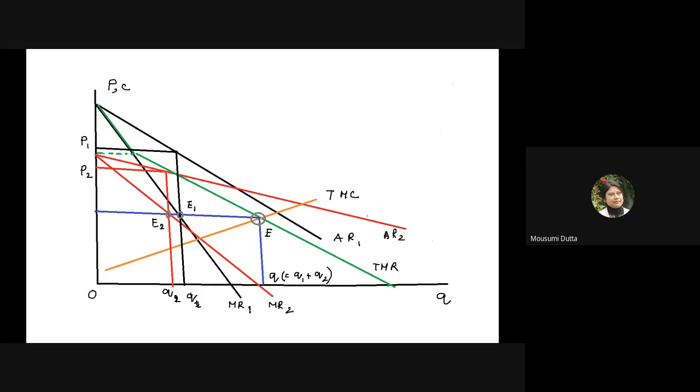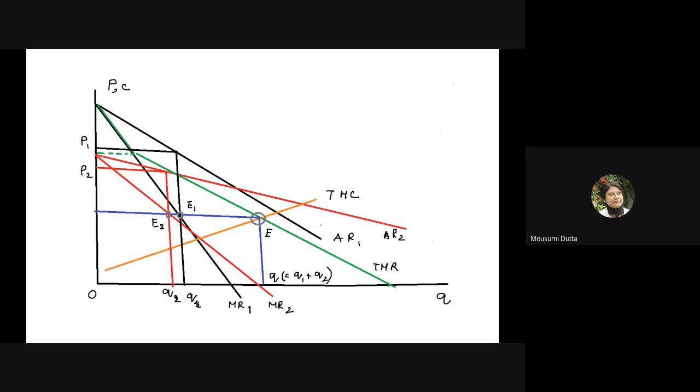Okay, so there are two demand curves with two different elasticities. I hope you are understanding. The black curve is steeper than the red one. So the red demand curve is flatter, elastic, whereas the black demand curve is steeper, comparatively inelastic.